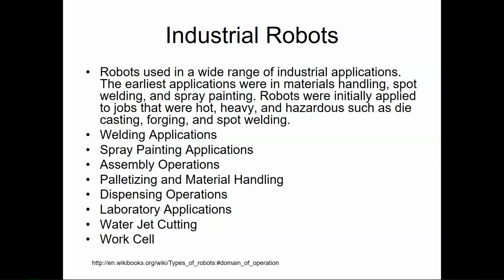Assembly operations. Humans hate to do the same things over and over again for their entire lives. So with assembly operations, if it's very tedious work, a robot is much more capable of doing it without causing mistakes down the line. Palletizing and material handling. If you're having to move heavy stuff onto a pallet, a robot has the ability to do so without hurting itself.